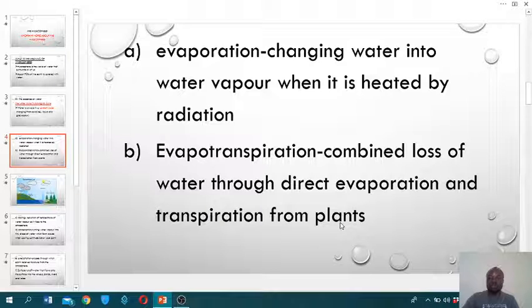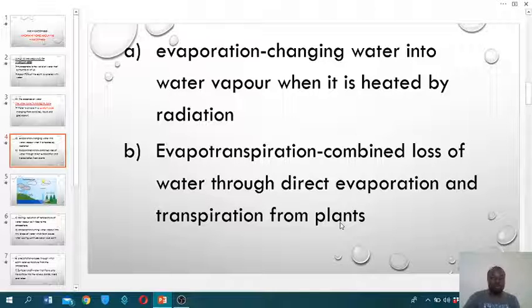What is evaporation? Evaporation is the changing of water into water vapor when it is heated by radiation. The sun's radiation heats the water and the water changes into vapor.